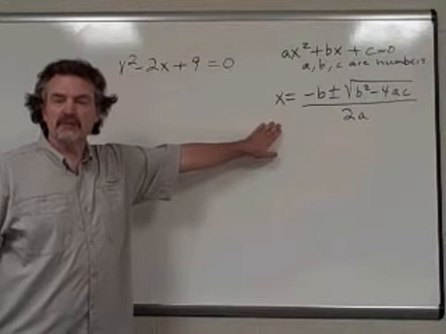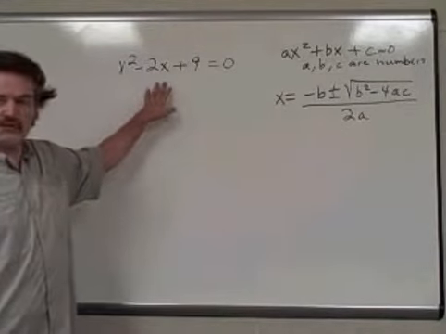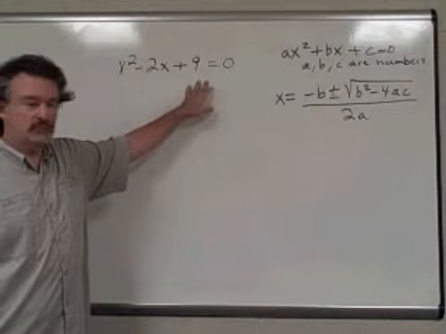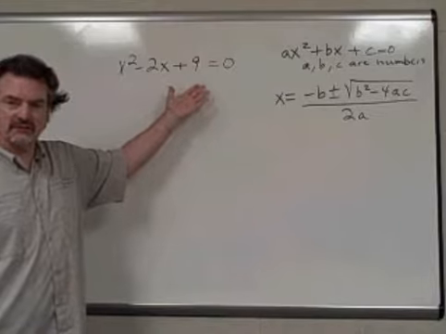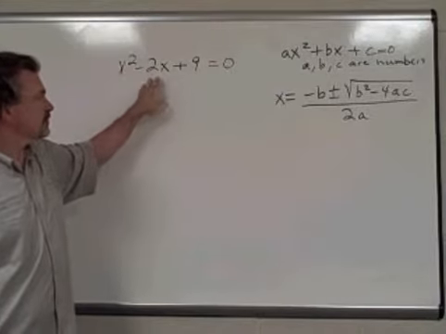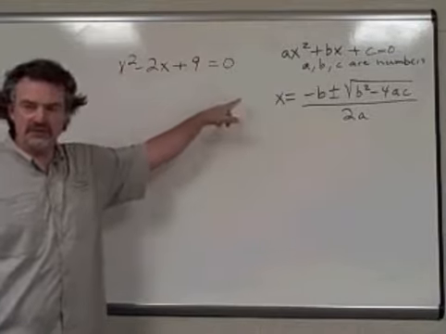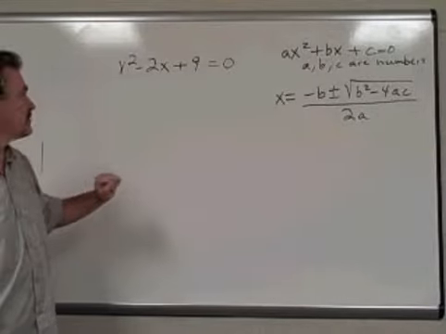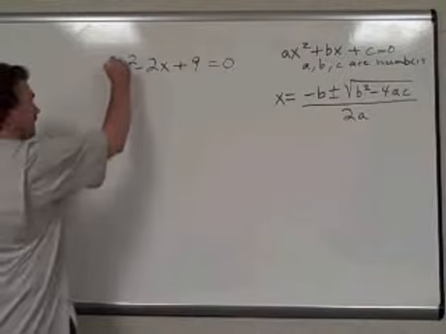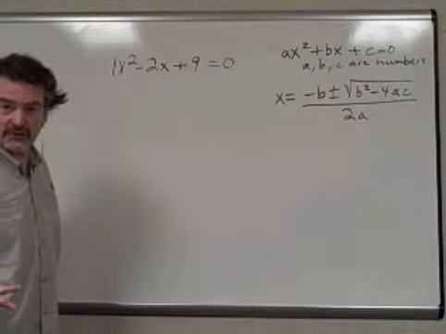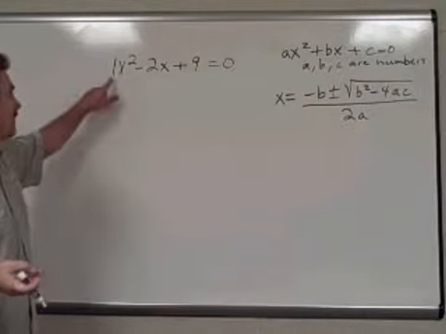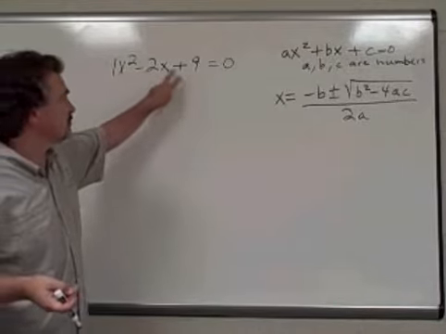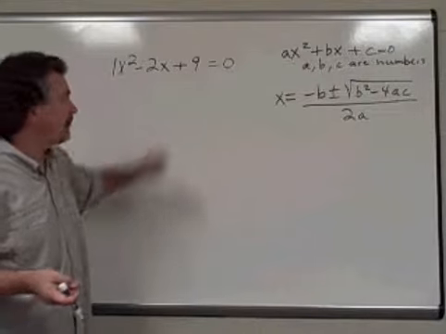Let's use the quadratic formula again to solve this quadratic equation. First, we want the equation in standard form, which this equation is in: squared term, first power term, constant equals 0. Then we want to identify our A, B, and C coefficients. Again, when no coefficient is written, the understood coefficient is 1. So the A coefficient here is 1, the B coefficient is -2, the C coefficient is 9.